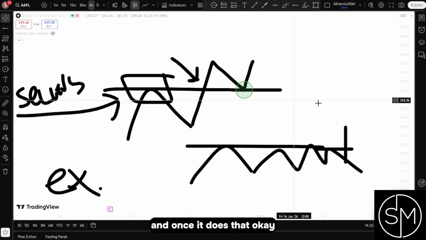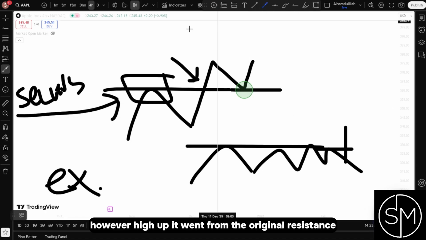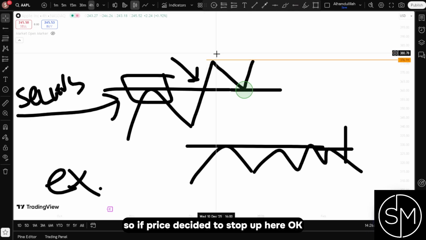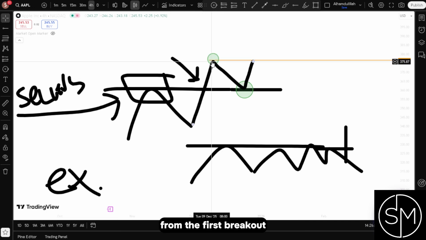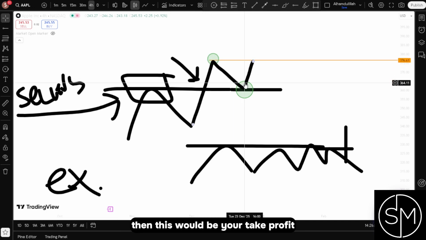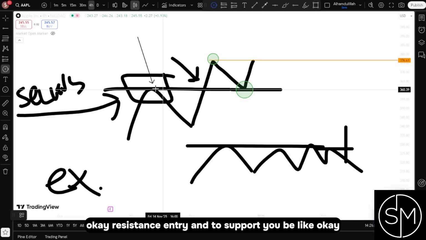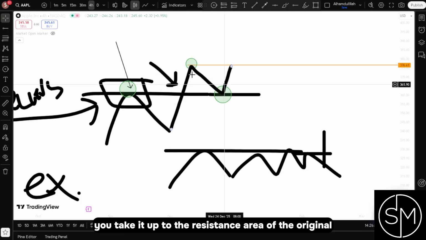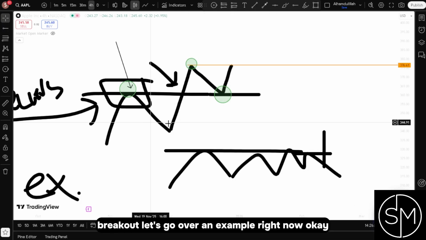Once it does that, however high up it went from the original resistance breakout level would be your take profit. So if price decided to stop up here from the first breakout, then this would be your take profit. If price turned the original resistance entry into support, you'd ask how high up do I take it? You take it up to the resistance area of the original breakout. Let's go over an example right now.